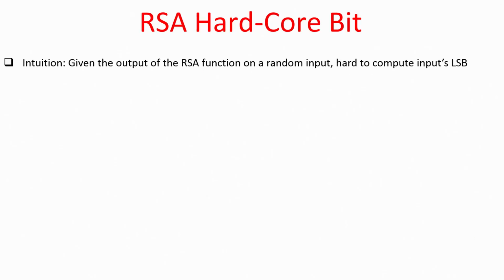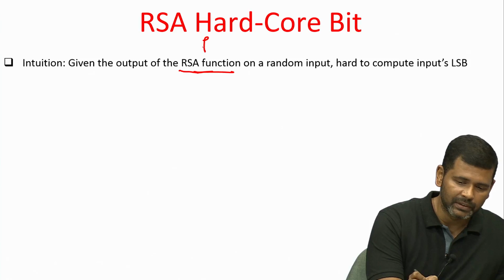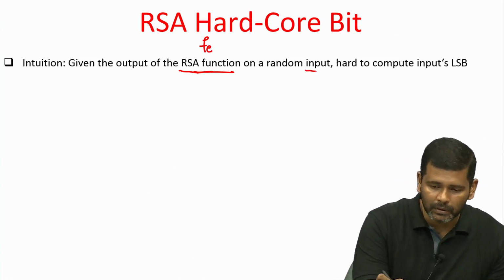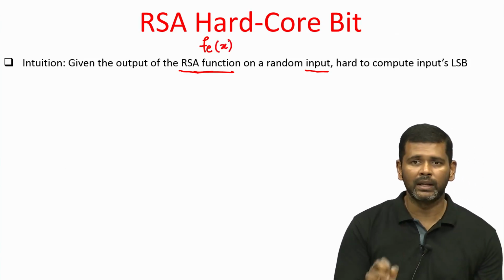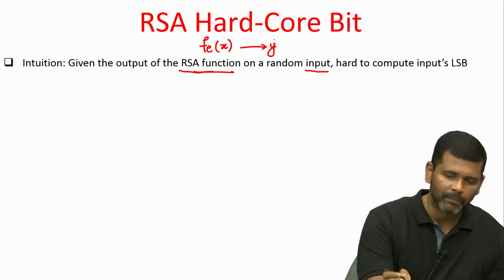Now, based on the RSA assumption, let us next define what we call the RSA hardcore bit, or RSA hardcore function, or RSA hardcore predicate. And the intuition here is the following. The claim is that if I give you the output of the RSA function, by RSA function I mean the output of the f_e function on some random input, that means I pick a value x randomly, but I do not tell you the value of x, but I give you the value y.